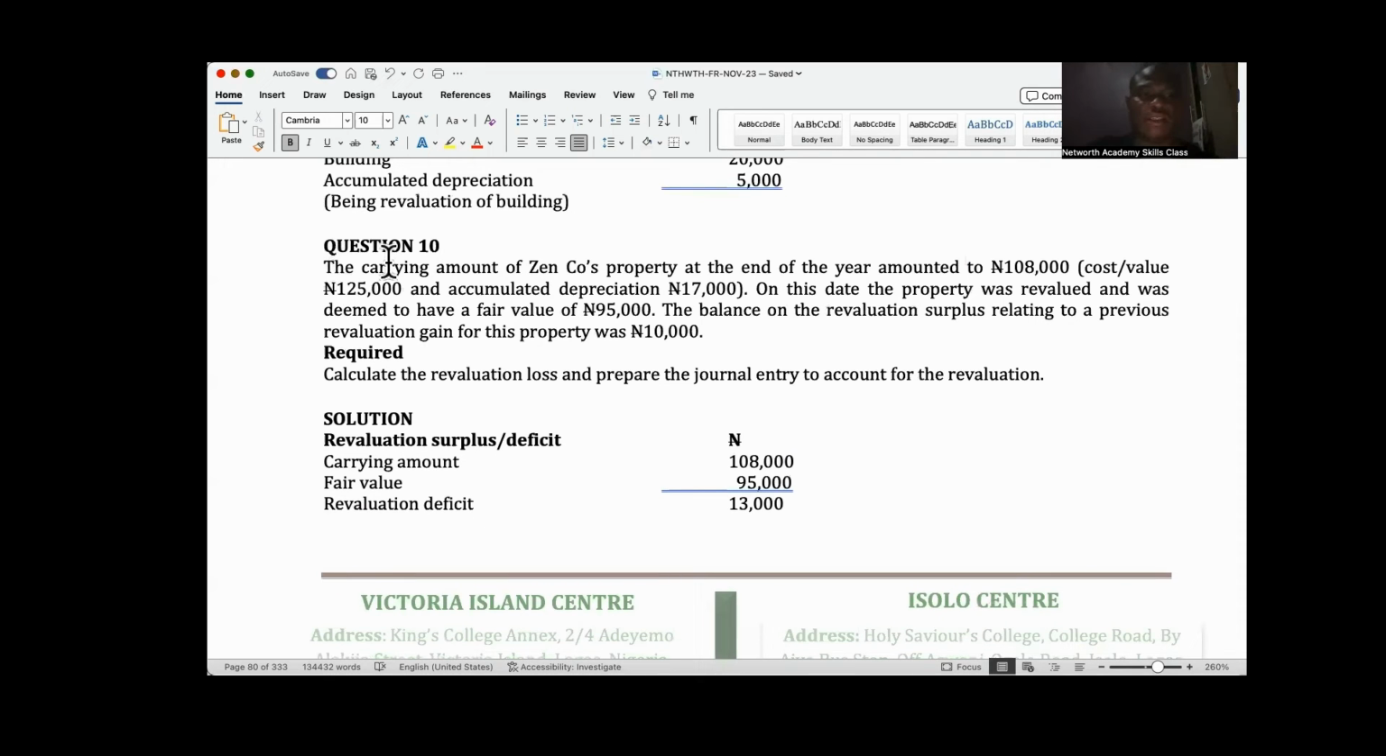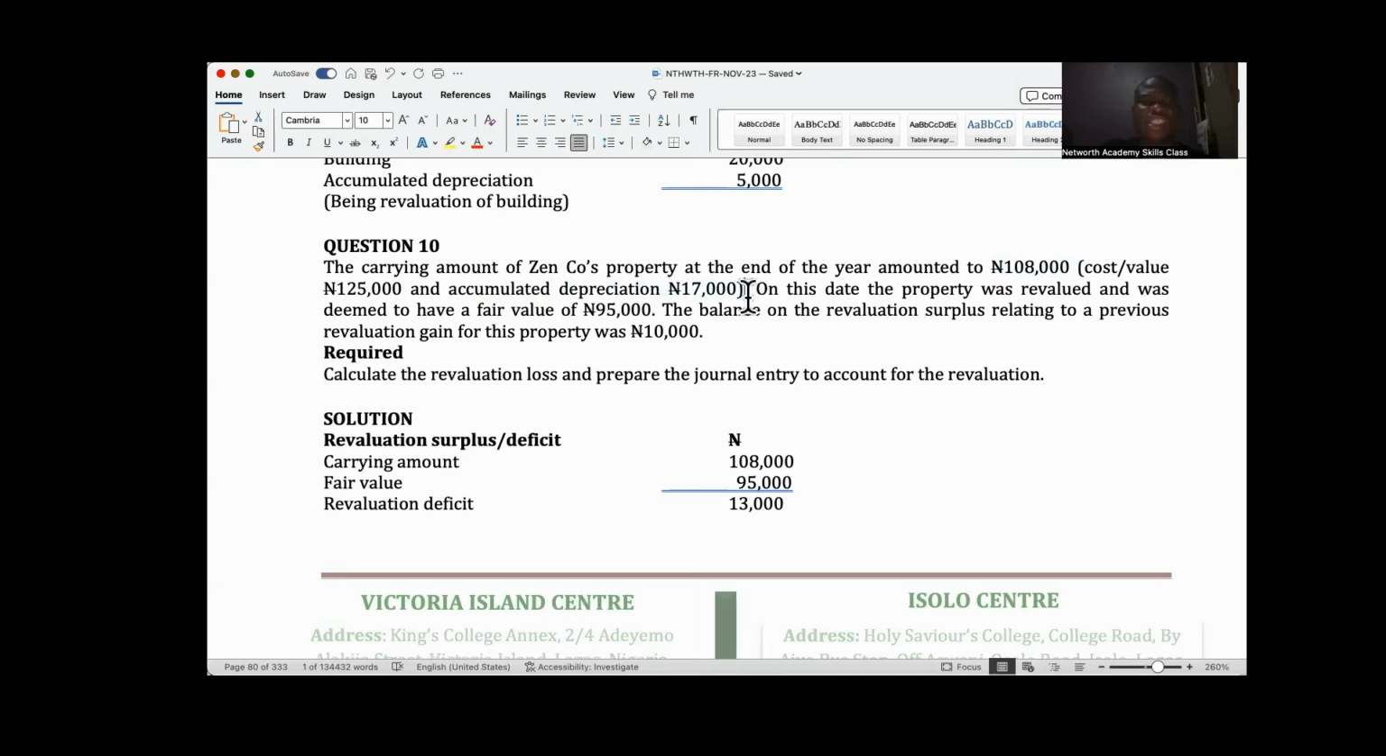This one says that the carrying amount of Zenco's property at the end of the year amounted to 108,000. So they are giving me the carrying amount straight on. They put in brackets that this carrying amount is a cost or value of 125,000 and an accumulated depreciation of 17,000. Of course, if you do 125,000 minus 17,000, it already gives you 108,000.